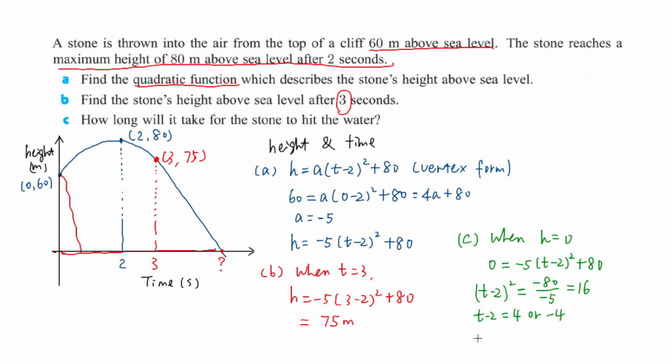So these are still linear equations. We got two solutions of t. One is 6 and another one is negative 2. But this is a real world problem, so t cannot be negative. We need to reject the negative 2, and then the correct answer of this question would be t equals 6. So actually here the coordinate is 6. This means after 6 seconds the stone will hit the water.